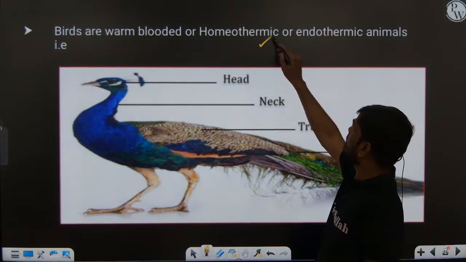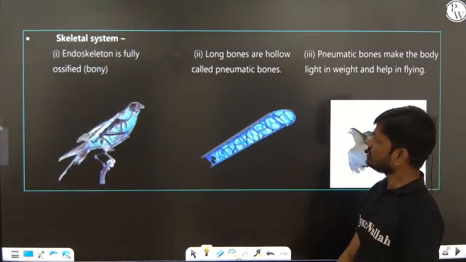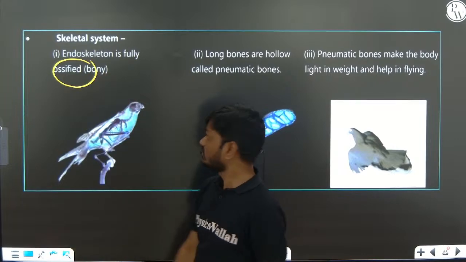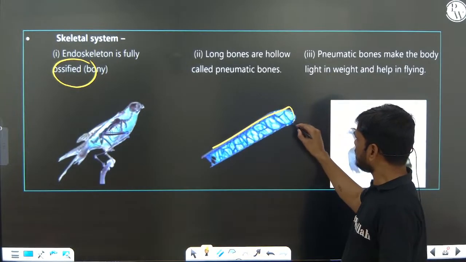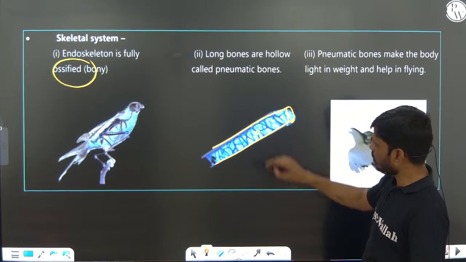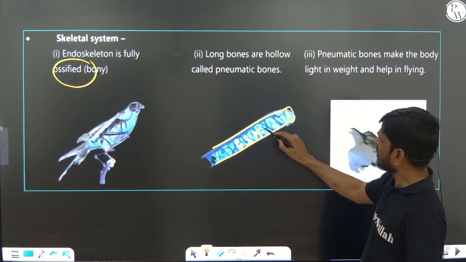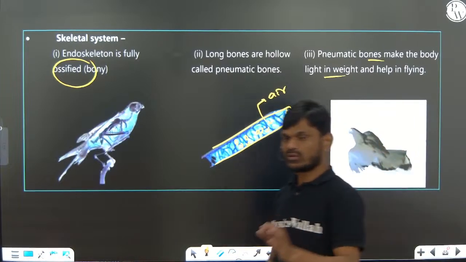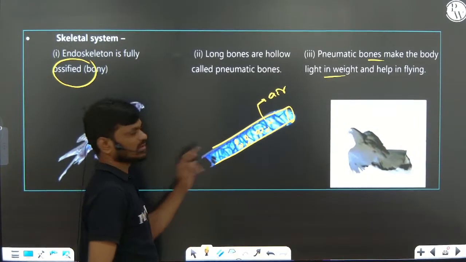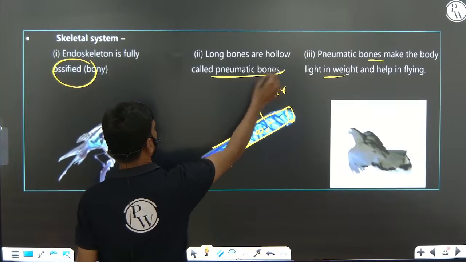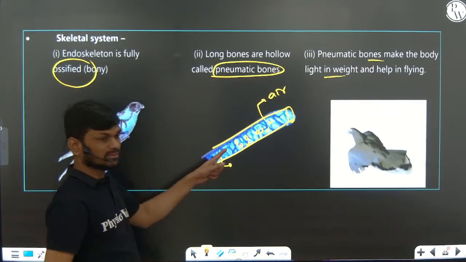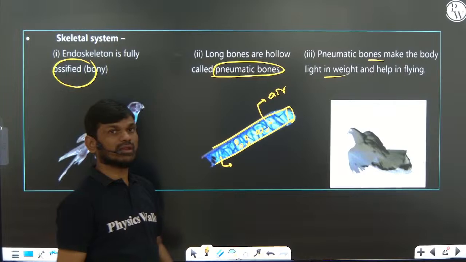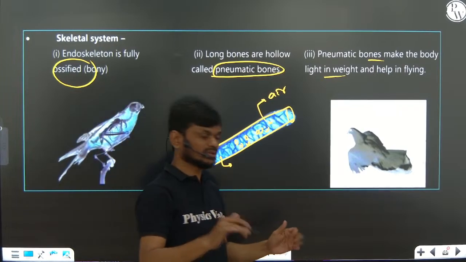Homeothermic animals, I explained that. The skeletal system is ossified, made up of bone only. There are long bones present. In these long bones there is no bone marrow, but they are filled with air. These types of bones we call pneumatic bones. Hollow cavities are filled with air. Pneumatic bones help in flight by reducing weight during flight.